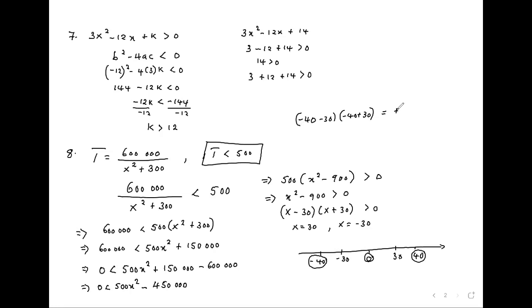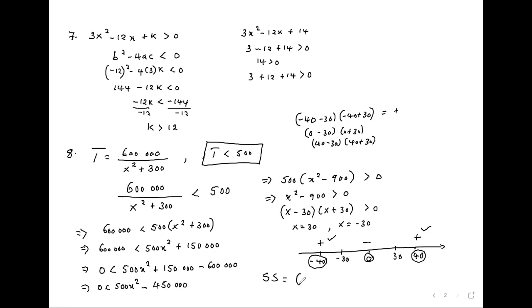Because we have negative times negative, we get positive. If you place 0 there, you have 0 minus 30, and you also have 0 plus 30. This number is negative. If you place 40, you have 40 minus 30, and you also have 40 plus 30. This number is positive. Our interest is having our inequality bigger than 0, so we get the positive part and form the solution set.